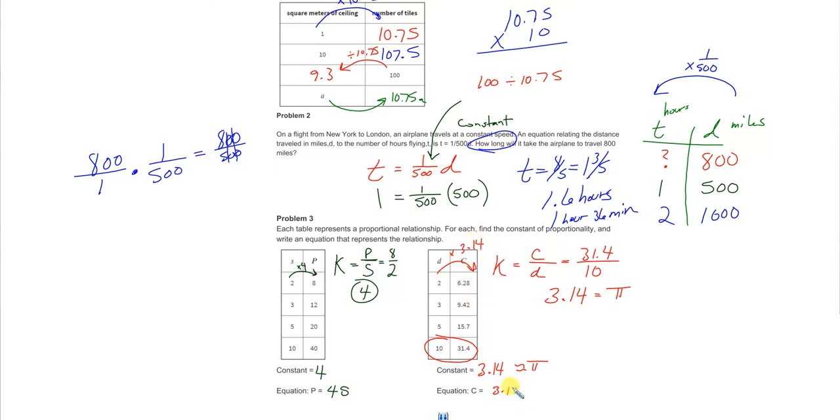So 3.14 times d. And if you look at it a little closer, it is the formula for circumference. Circumference equals pi, 3.14, times diameter. That's how you find it. So they actually used a common circle formula to set up that proportion. Alright, and that is your homework. We're done.